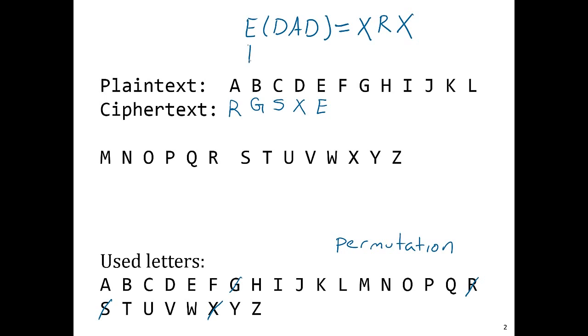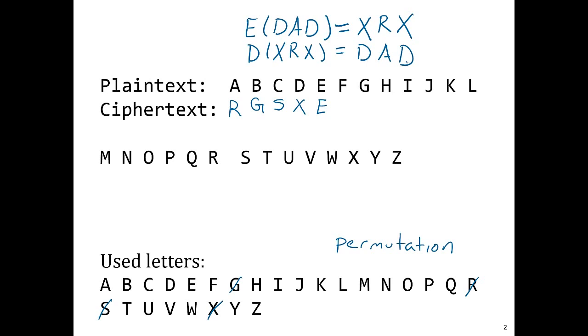To decrypt a ciphertext like XRX, we have to have access to this mapping from plaintext to ciphertext, and then we'd go letter by letter. For example, we know X maps to D from a ciphertext to plaintext, R maps to A, and X maps to D. So it works just as you would expect.